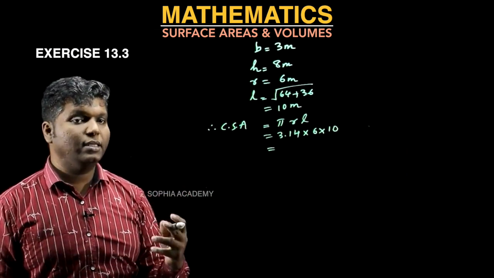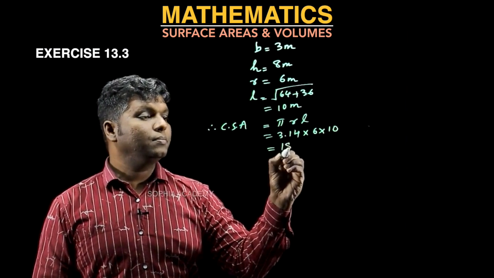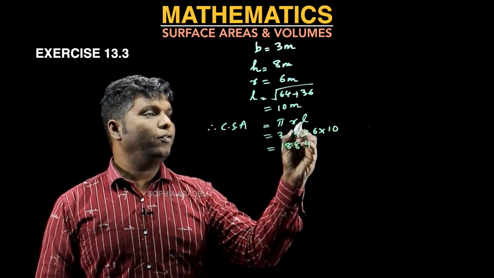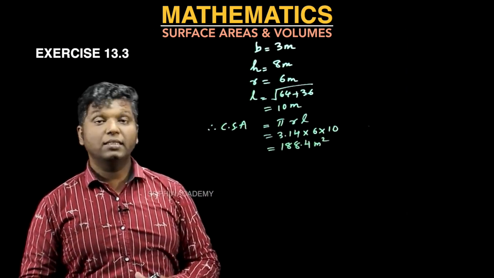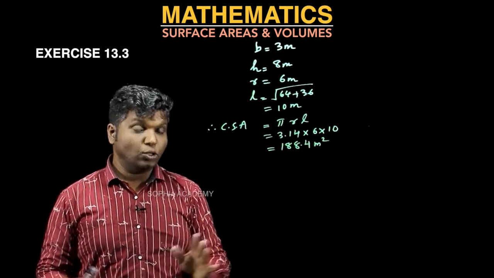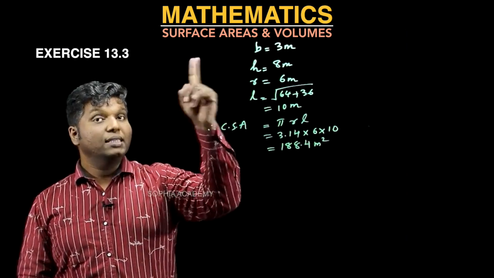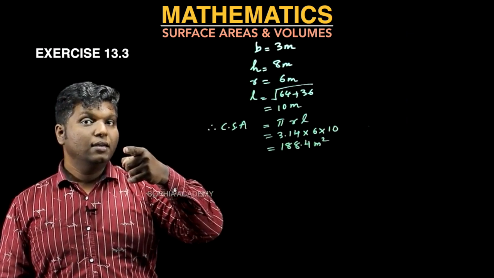Finding the CSA, you will get it as 188.4 meter square. This is the CSA of the conical tent. I told you we have to find the length of the tarpaulin.